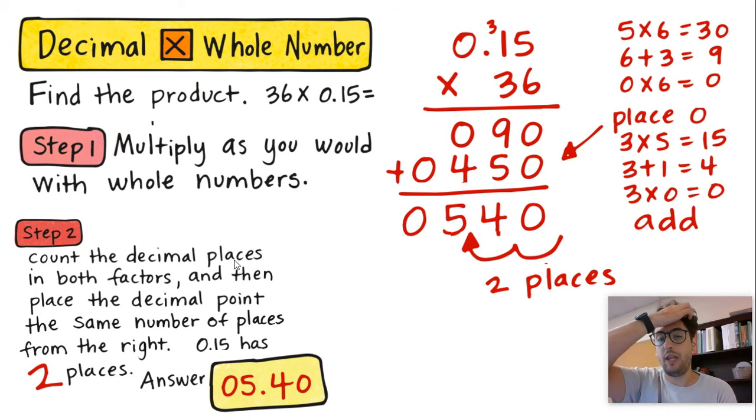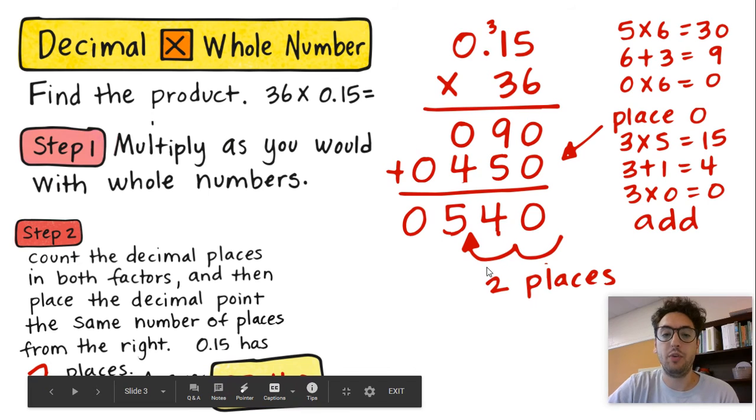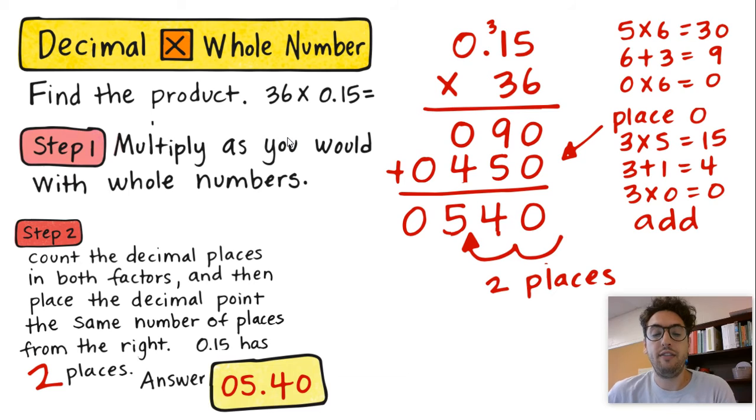So when I do that and I move my decimal 2 places, the answer that I end up getting is 5 and 40 hundredths. So we place our decimal between the 5 and the 4.